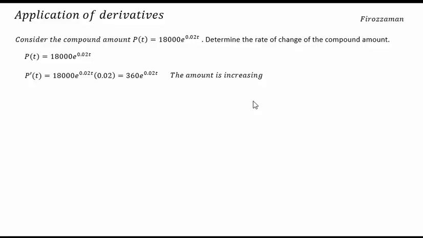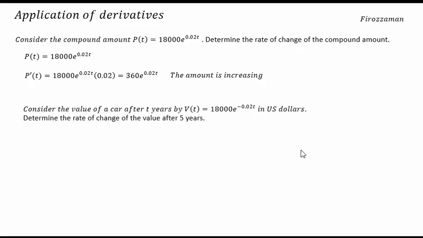The rate is increasing. Next, we are taking the value of a car, which is given as 18,000 times e to the negative 0.02t in US dollars. So we want to determine the rate of change after 5 years. So first let us take the derivative and see what happens.